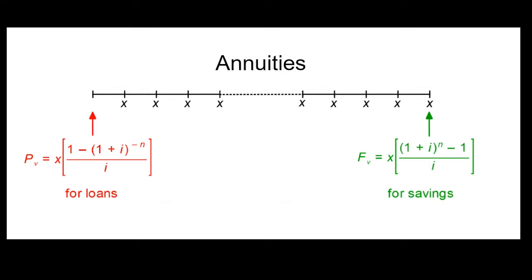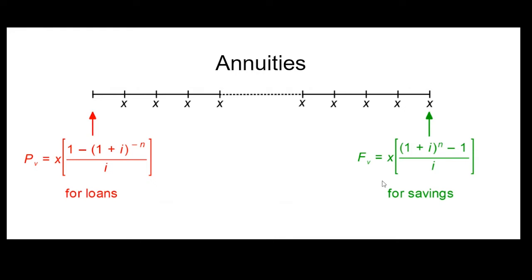In this series of videos, we're going to look at annuities. An annuity is a series of regular payments, payments of X, each one exactly the same, equally spaced, made in the future. There are two types of annuity. Future value annuities are for savings.